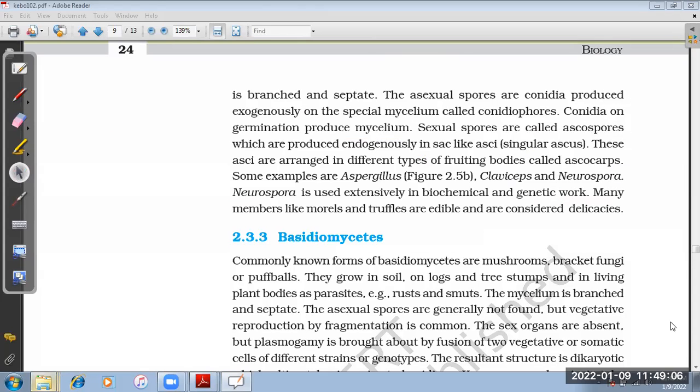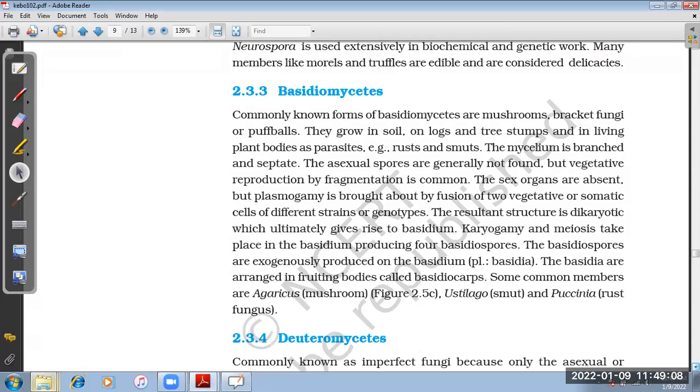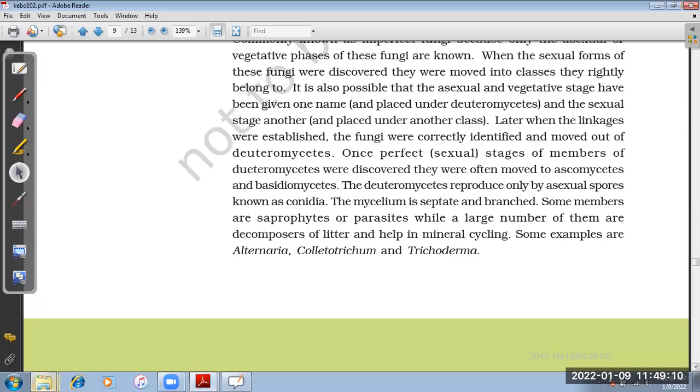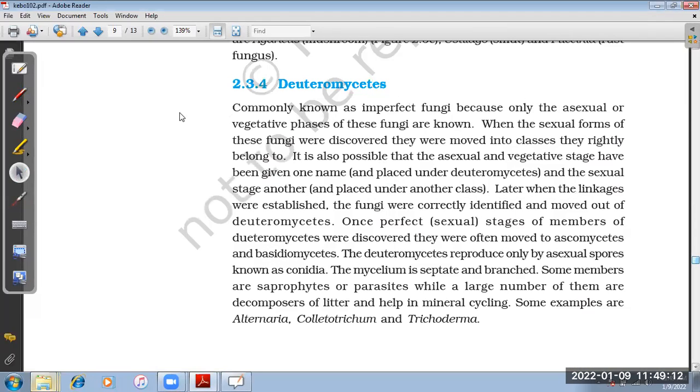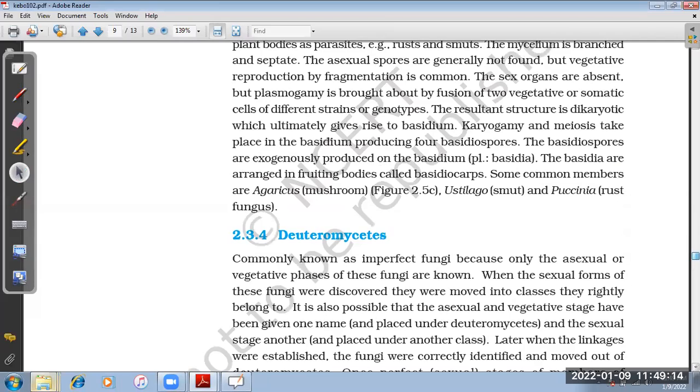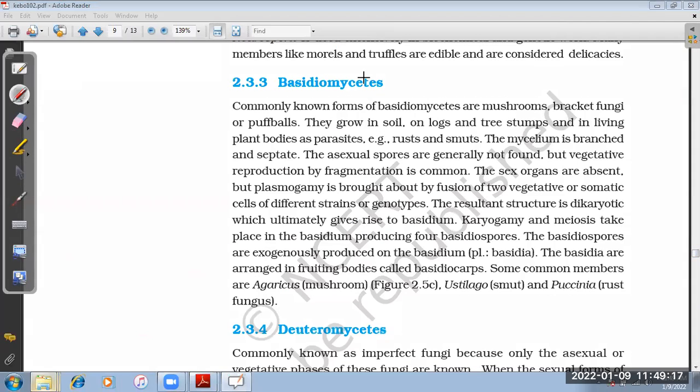Let's come to the last group, which is Basidiomycetes. Under this, you'll have mushroom. If you see here, Basidiomycetes: mushroom, bracket fungi, puffballs. Okay, they are parasites. Rust and smuts also. These are also Basidiomycetes, okay? Question could be asked here.